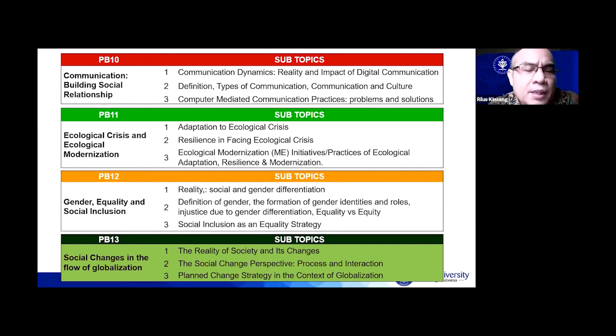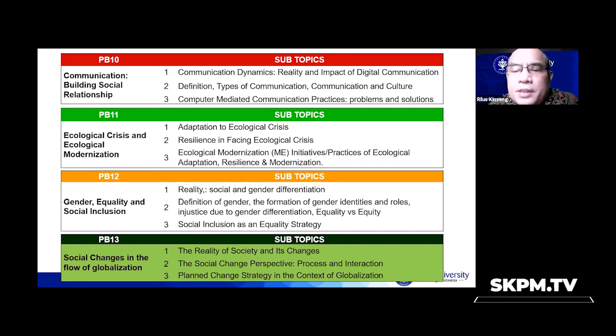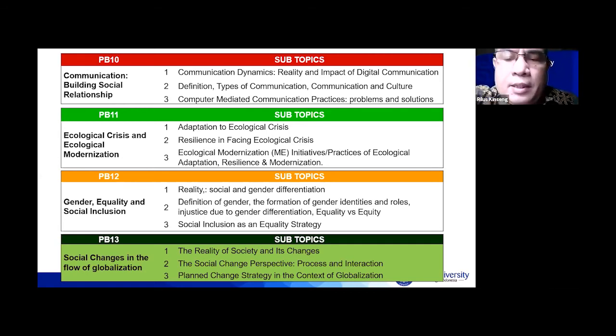PB12 will deal with gender equality and social interaction. I think it's gender equity, yeah. Okay, anyway, gender equality and social inclusion. So we'll discuss reality, social and gender differentiation, and then the definition of gender, the formation of gender identities and roles, and then injustice due to gender differentiation, then equality versus equity. Then social inclusion as an equality strategy.